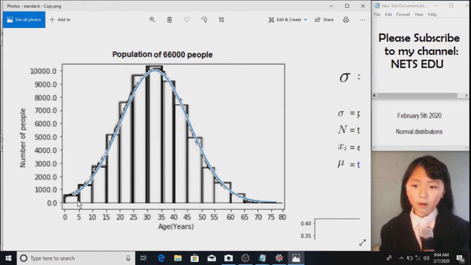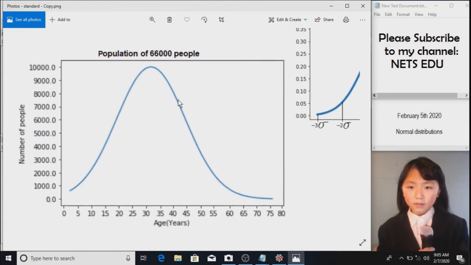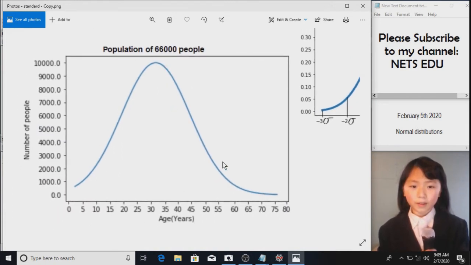This bar here is all the people aged from 0 to 5. This bar here is the people aged from 5 to 10. And going up here, we can see that most of the people in this city are aged from 30 to 35. Now, it will just be like this bell curve over here, as you can see, where only a few people are newborn, and few people are aged over 75.